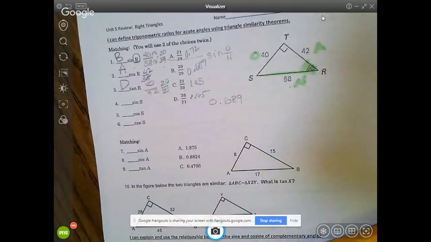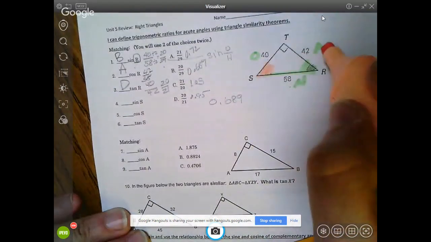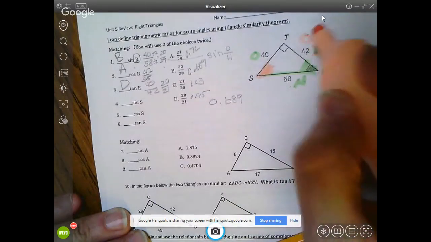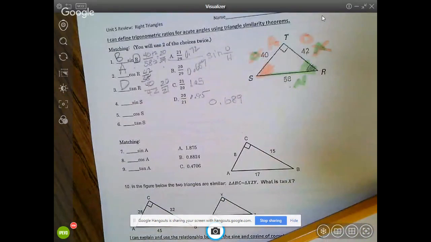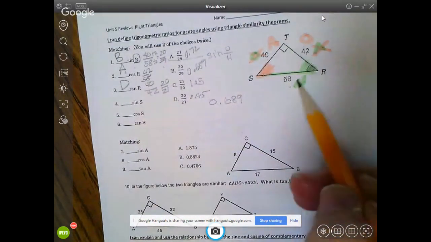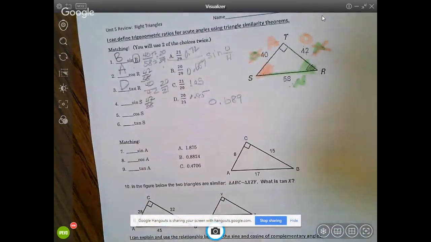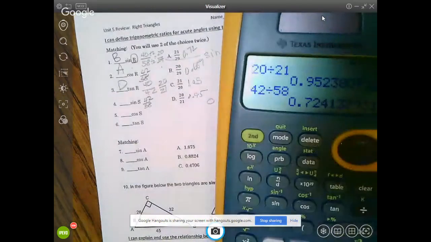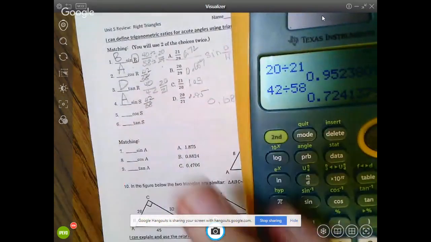Now we have sine S. So I'm going to change, because we're changing the angle. The issue is that this is no longer adjacent. This is opposite. And this opposite is now adjacent. So I've got sine S. Sine is opposite over hypotenuse. So 42 over 58. If you don't feel like reducing, oh, we already have that. 42 divided by 58 is 0.72, so we know this is A.